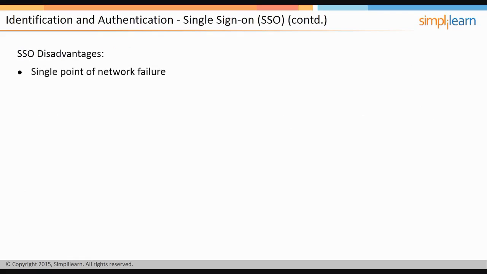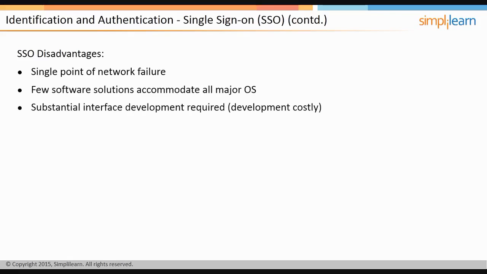SSO disadvantages. Single point of network failure. Few software solutions accommodate all major OS. Substantial interface development required. Development costly. In the next screen, we will discuss Logical Access Security Administration.